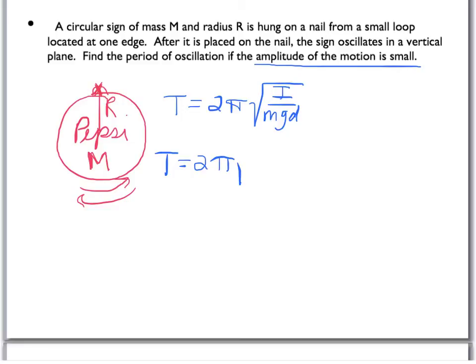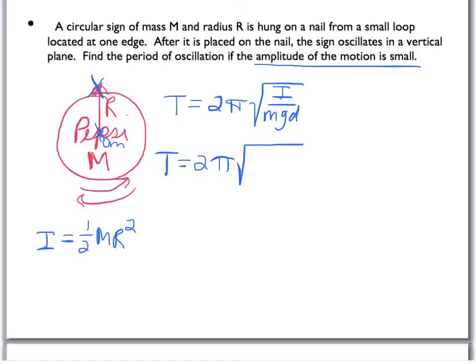Let's start with finding I. When you find I for this sign, we said that this was just a disc shape. Now we know that the moment of inertia of a disc, or we could look it up on page 300, is 1/2 mr squared. But that moment of inertia for a disk is the moment of inertia through the center of mass of the object. This object is not rotating through its center of mass. This is not the pivot point. Instead, the pivot point is up here.